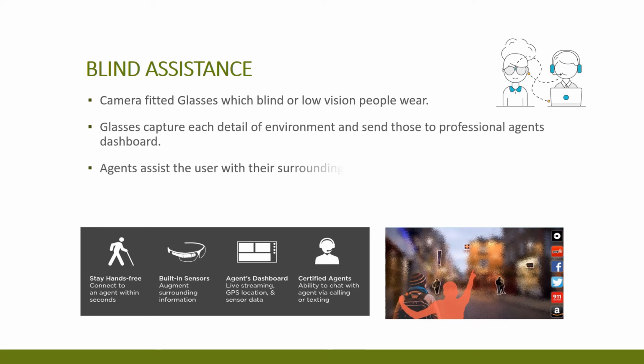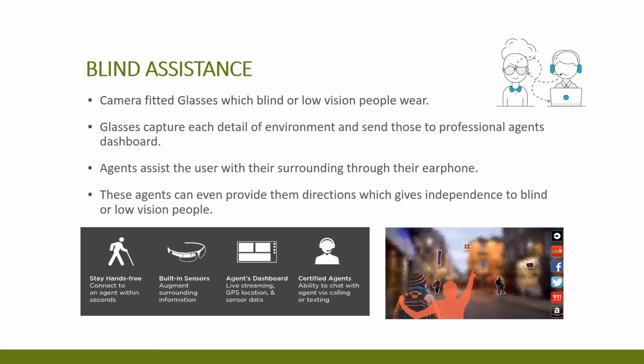Our last category in current implementation is blind assistance. The blind assistance system helps blind or low vision people to become independent. A camera fitted glass is worn by any low vision or blind person. This glass captures all the details of the environment and sends them to a professional agent's dashboard. These agents assist the user with their surroundings and directions using an earpiece providing live assistance.